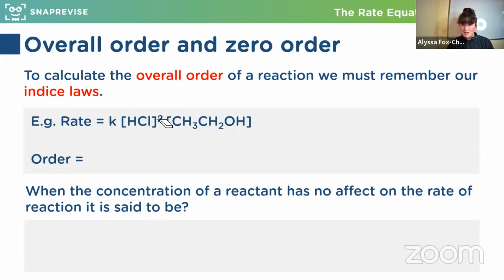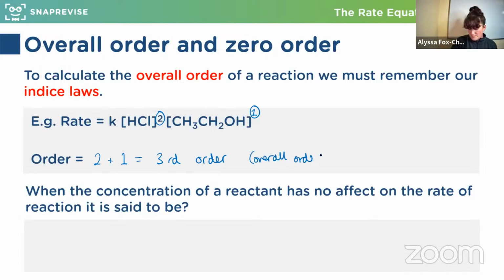So HCl is second order. This ethanol is first order because, you know, lazy scientists, we're not going to write down the power 1, because we know that anything to the power 1 is itself. So I'm not going to write the power 1, but we have to recognize that there is a 1 there. That means the overall order is 2 plus 1, which is third. The overall order of the whole reaction is third. Each individual species has its own individual order, but the overall order is third, or order 3.